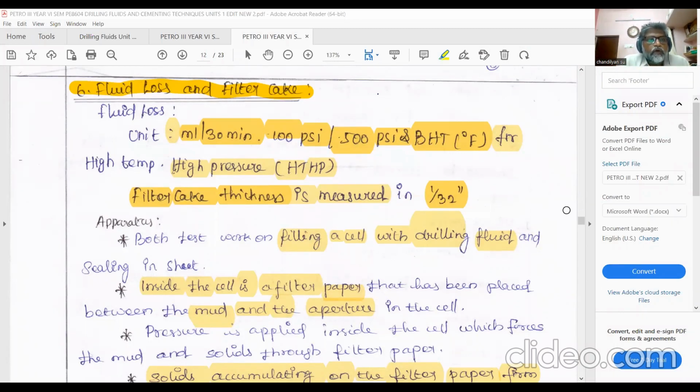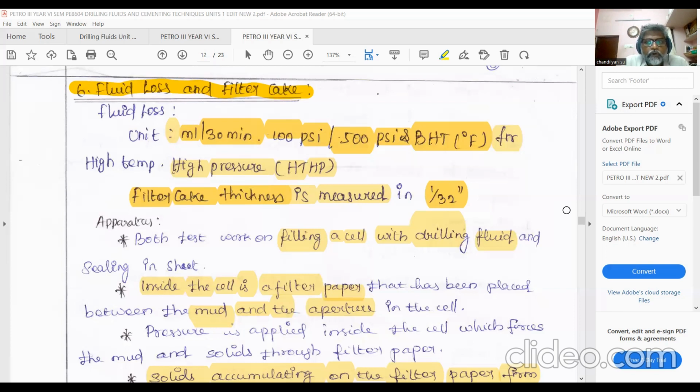We are now back to the topic of properties of drilling fluids. We're now looking at fluid loss and filtration. The unit for that is milliliters per 30 minutes, or you can switch to the system as given there, at 100 PSI for low temperature or 500 PSI at a fixed temperature. HTHP stands for high temperature, high pressure conditions. The same experiment is conducted for high pressure, high temperature well conditions.